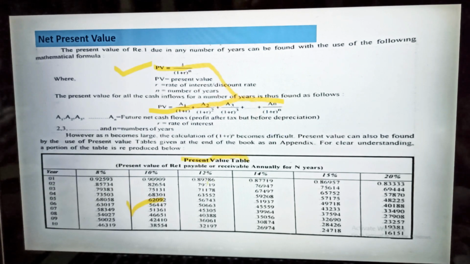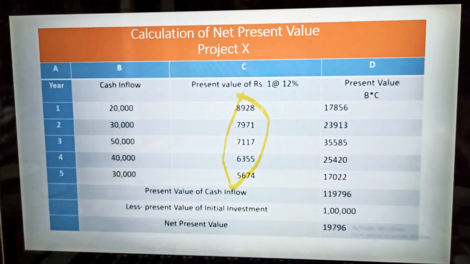You can see here, first year 0.8928 is given, for second year 0.7971, for third year 0.7117 is given. So you can check here, the same thing I have taken: 0.8928, 0.7971, 0.7117, then 0.635, and then 0.5674. This I have taken for 5 years.